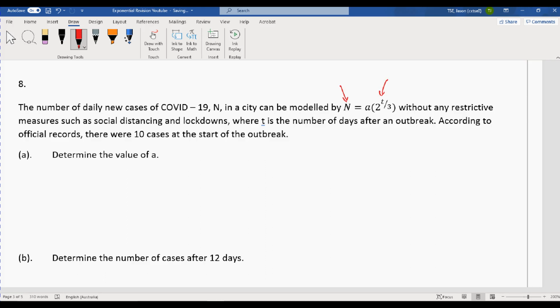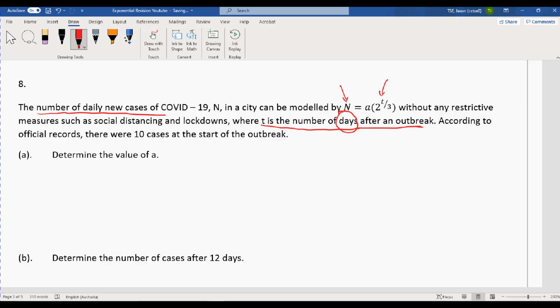Okay, so what's the n here? This is a number of daily new cases of COVID-19. What's t? t is the number of days. This is very important, the unit: days after an outbreak. So it starts from outbreak. And they will give you some initial conditions according to the official records.